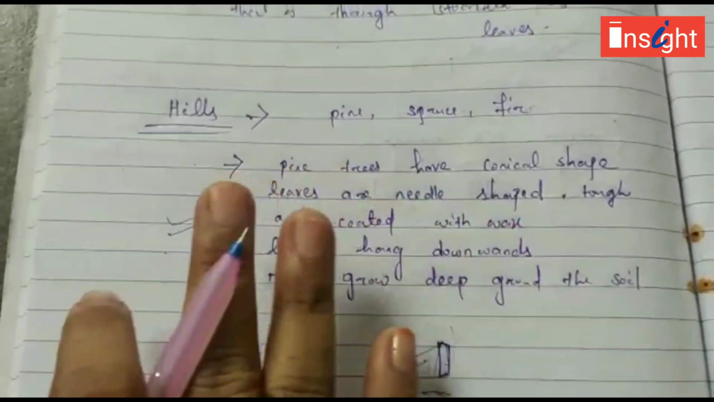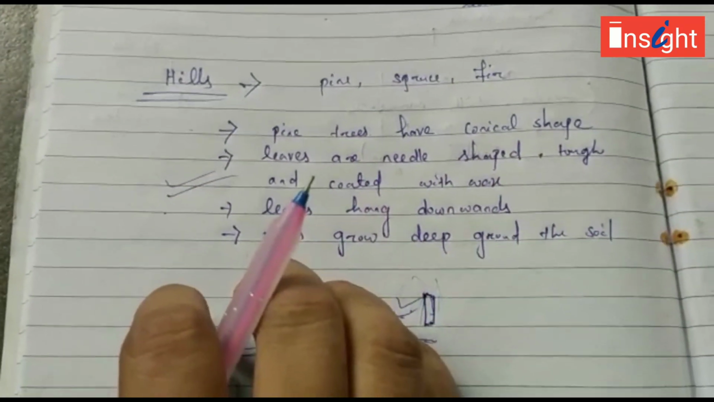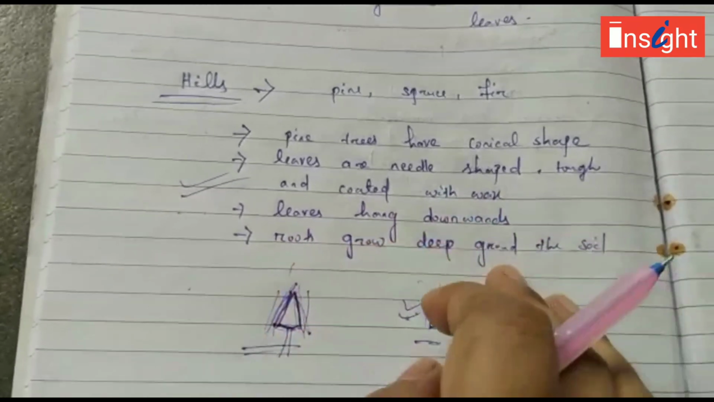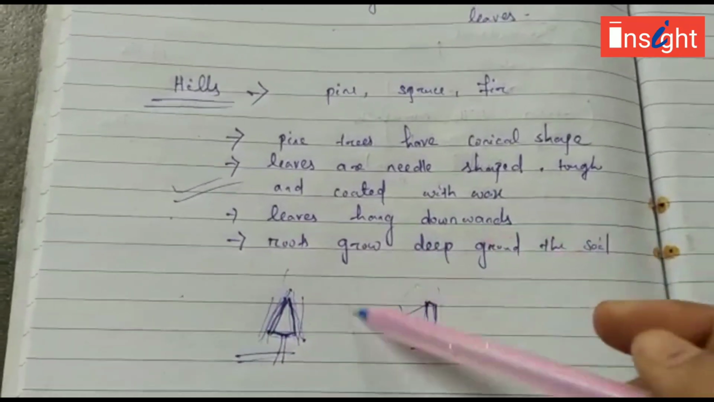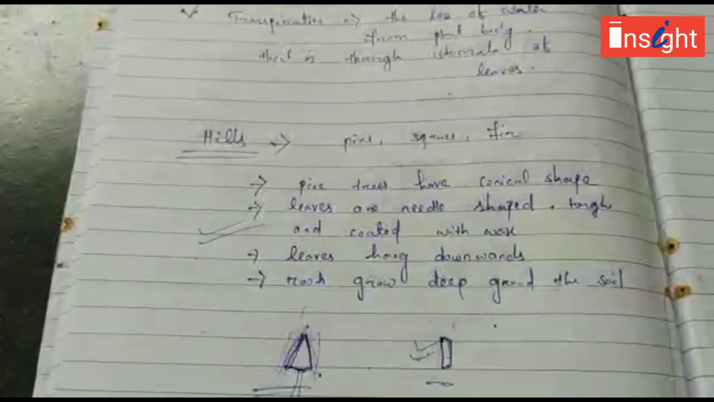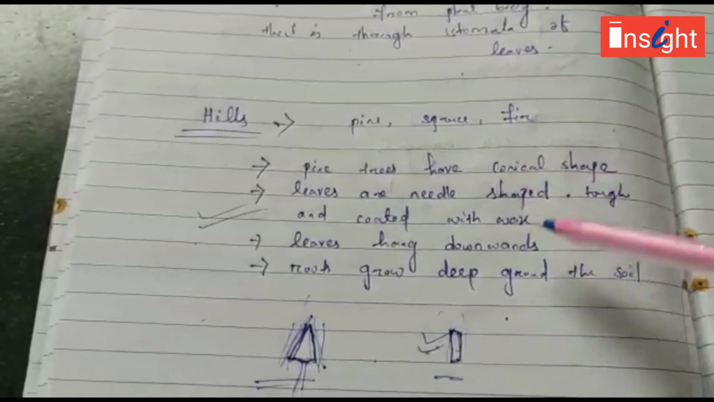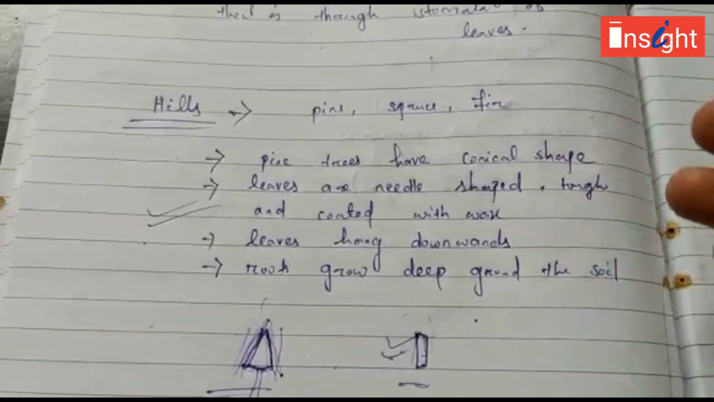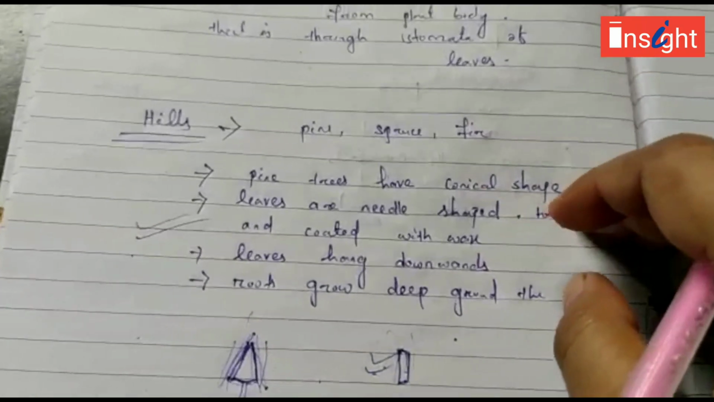So now you are clear about the adaptations shown by the plants or trees of the hilly areas. Along with this, I always say, and I am saying again, read your book so that you will be more clear about it. These are the adaptations shown by trees in the hilly areas, how the plants are able to survive there.